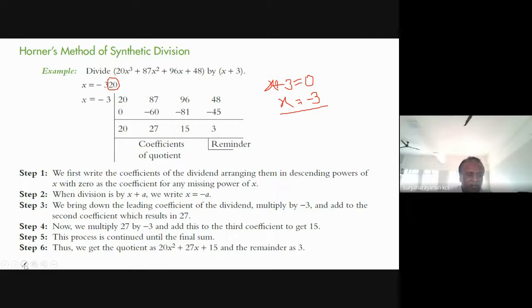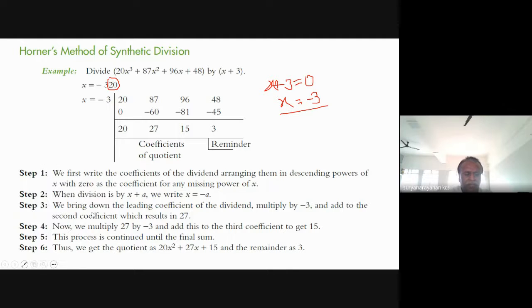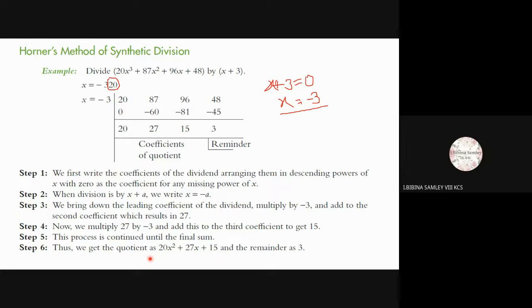That is why this is called synthetic division, Horner's synthetic division. In a single step, in two steps, you get the quotient as well as the remainder. Can we use this method for the exam, sir? You can use this method also.